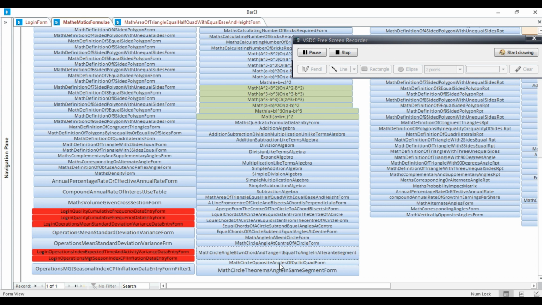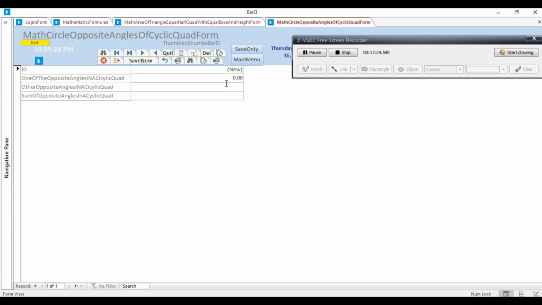Opposite angles of a cyclic quad. If one of the opposite angles of a cyclic quad is 50, and the other is 130, because they add up to 180 degrees.